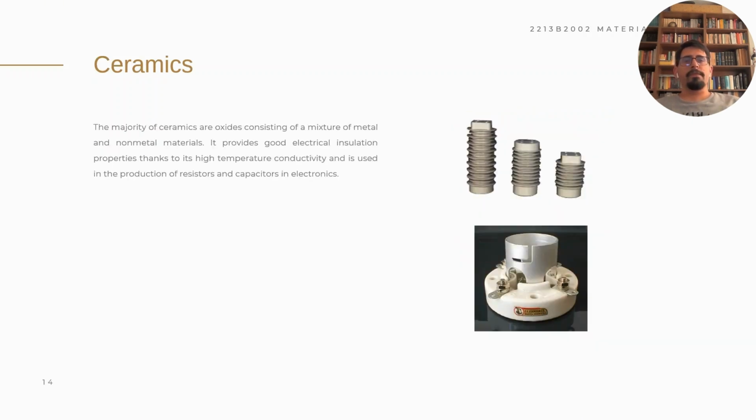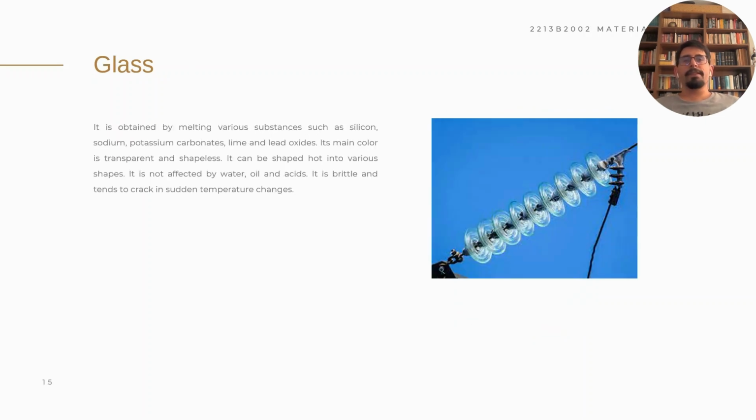Most ceramics are made from oxides that include a combination of metal and nonmetal elements. What makes them special is their excellent electrical insulation, even under high temperatures. That's why ceramics are widely used in the production of resistors and capacitors in electronics. So, when you need something that can handle heat and electrical isolation at the same time, ceramics are the go-to material.